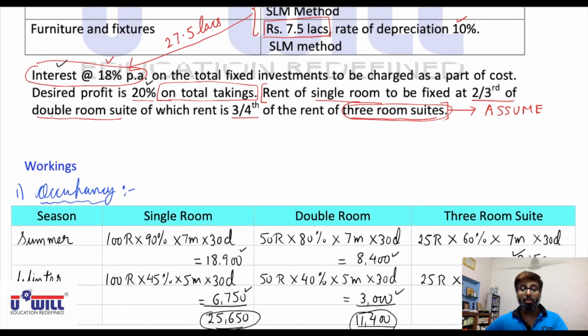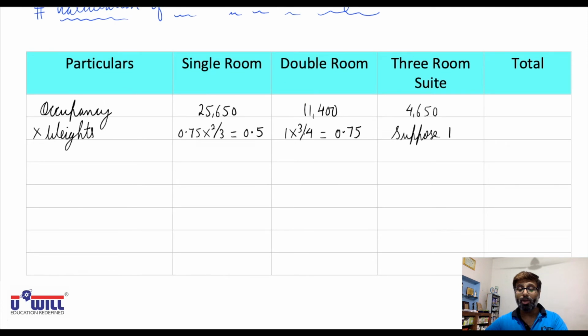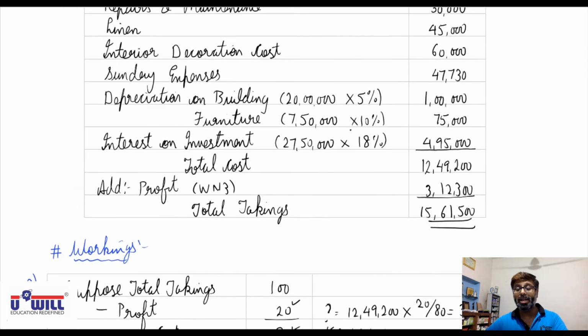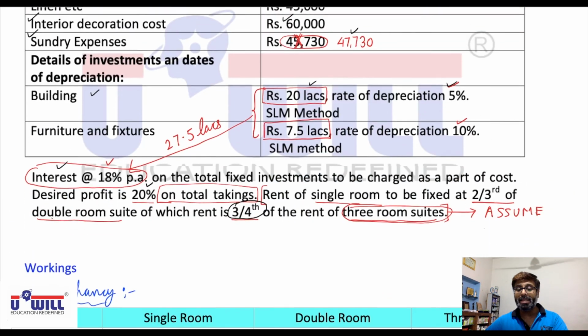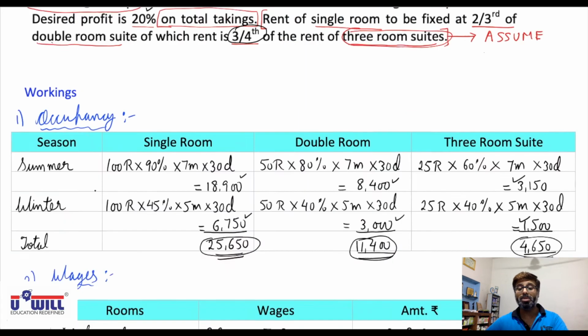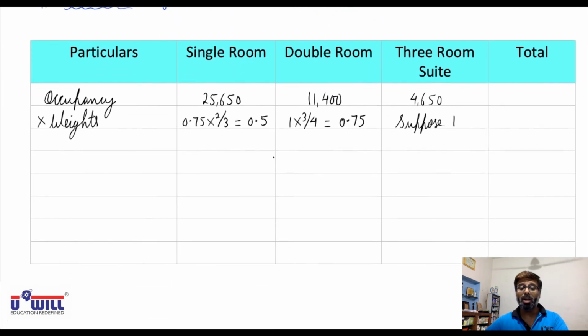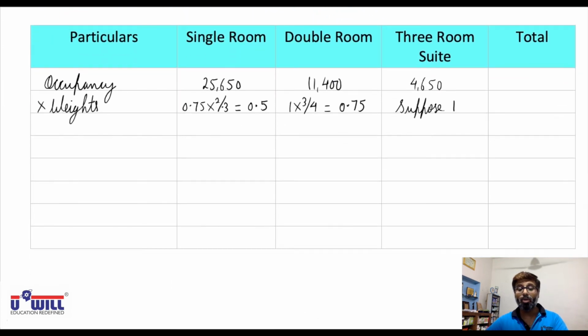I repeat, we assume 3 room suite rent as 1. Now double room rent is 3/4 of 3 room suite. 3 room we assumed as 1. So 1 into 3 by 4, double room will be 0.75. And then it is given single room's rent is fixed at 2/3 of double room. Double room we got 0.75, so 2/3 of that, 0.75 into 2 by 3, 0.5.